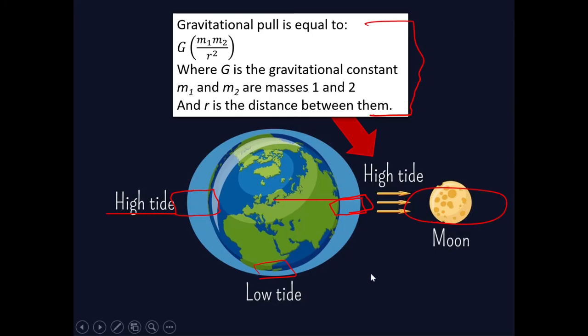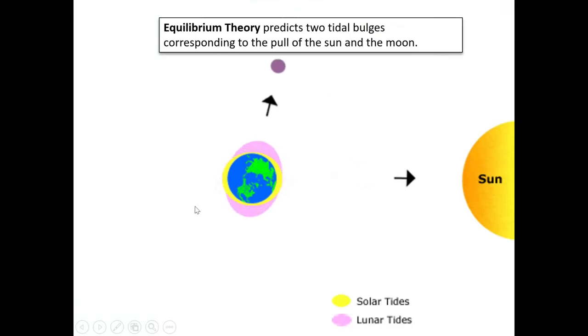Now, maybe you can understand why there's a bulge right here. There's a tidal bulge right here because the moon is pulling on that water. But why is there a tidal bulge over here? This actually has to do with the centrifugal force of Earth's spinning and its revolution around the sun. We'll see this a little bit later. So the water is pulling out and bulging out on that side because of the inertia of the Earth spinning. That's why. This is just a GIF kind of showing equilibrium theory and how it works.